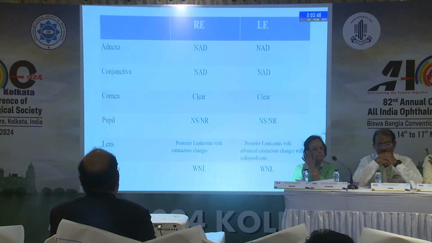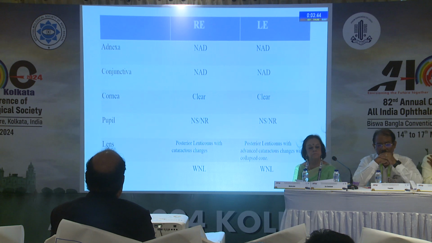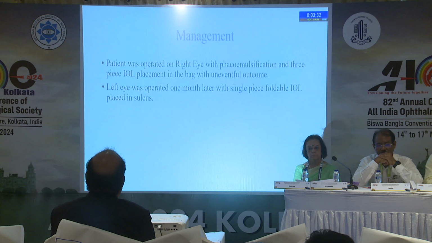The adnexa and conjunctiva were within normal limits in both eyes. Both corneas were clear. Pupils of both eyes were normal in shape and reaction. The lens of the right eye showed posterior lenticonus with cataractous changes, and the left eye showed posterior lenticonus with advanced cataractous changes with collapsed cone. Fundus was normal in both eyes.